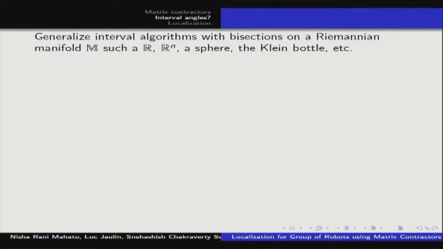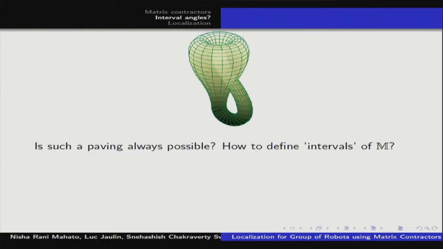And the idea is to generalize the interval algorithm on a Riemannian manifold. So what is a Riemannian manifold? I give an example of a Riemannian manifold, which is a Klein bottle. You can see here it's a manifold of dimension 2, because when you move on the surface, there is no inside and outside, it's well known. So it's of dimension 2. And we can use some kind of paving algorithm to search on this type of manifold.